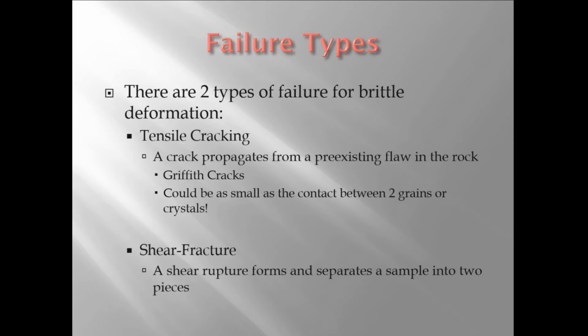Shear fractures are ruptures that break the piece of rock or the body of rock into two distinct pieces, and there's some kind of shearing motion to it. Large example, San Andreas Fault. Small example, you step on a piece of ice and it breaks, like you step on an ice cube and it breaks into a bunch of pieces.